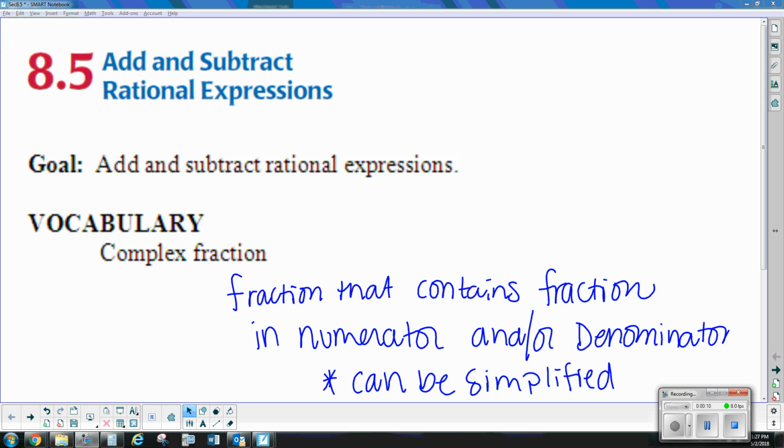So our rational expressions look like fractions, but they are polynomial expressions in the numerator and denominator. So you have a new vocab term here. This is a complex fraction, and a complex fraction is a fraction that has another fraction in either the numerator and/or the denominator. So it's like a fraction over a fraction.